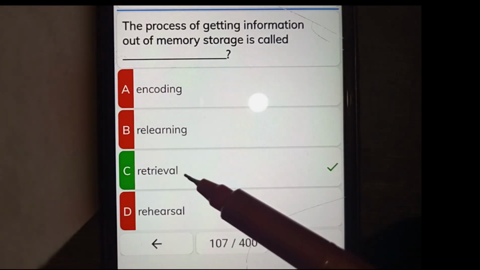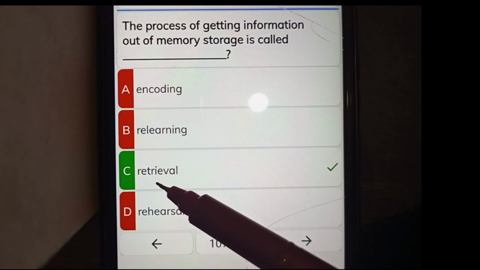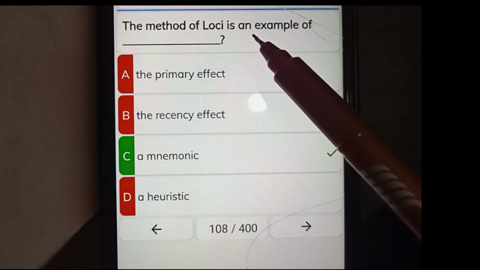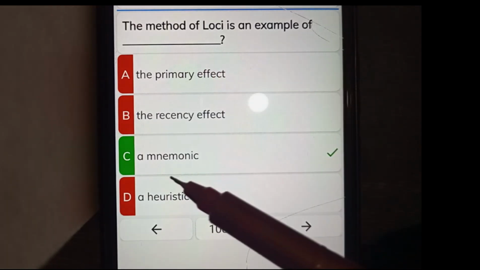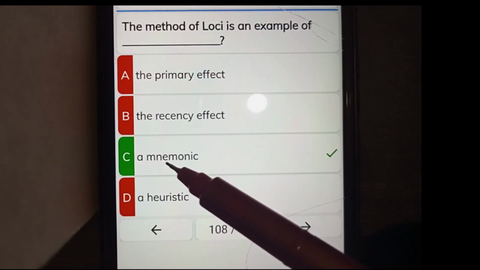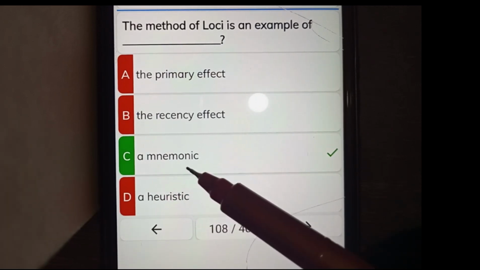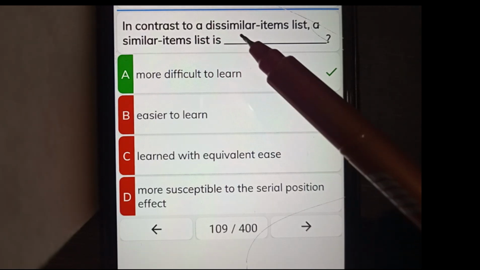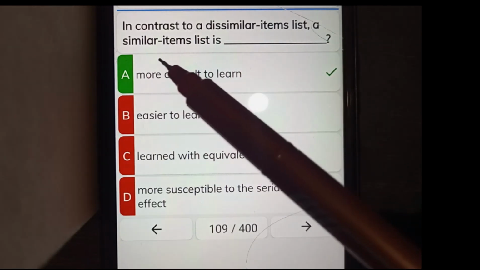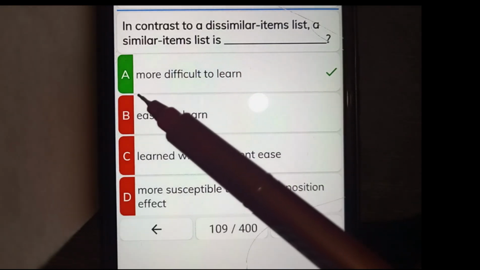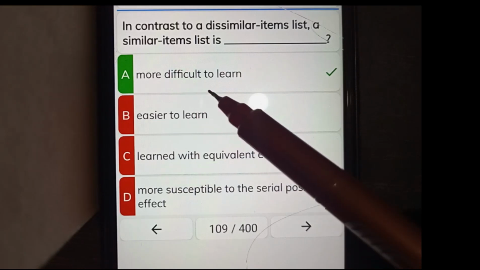The C answer is correct answer, retrieval. The method of Lucy is an example of dash. The C answer is correct answer, a mnemonic. In contrast to a dissimilar items list, a similar item list is dash. More difficult to learn. A answer is the correct answer.